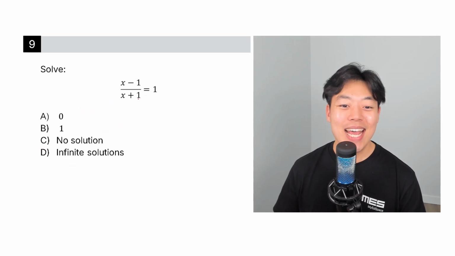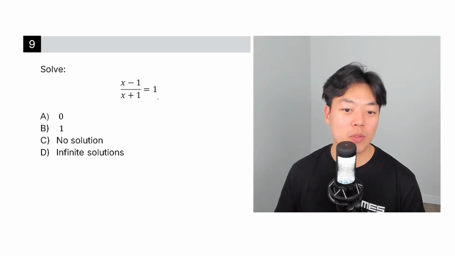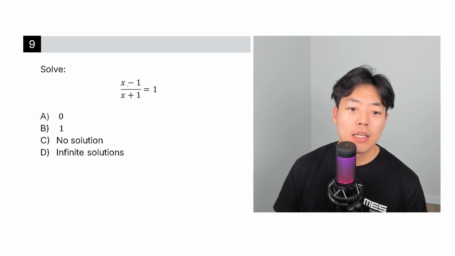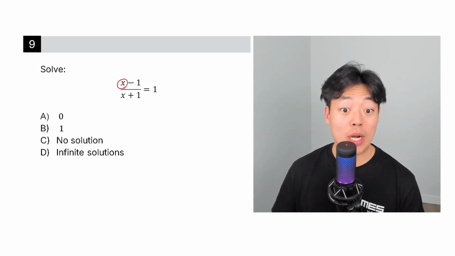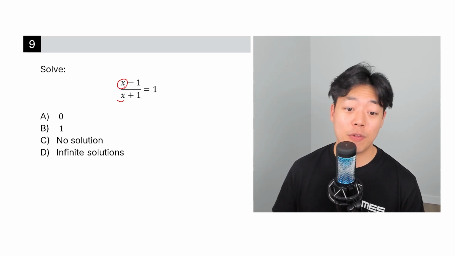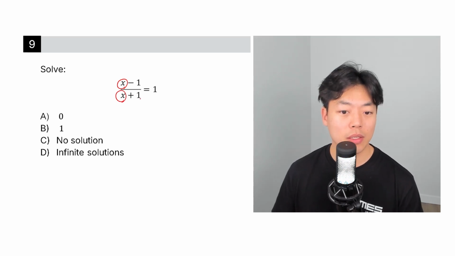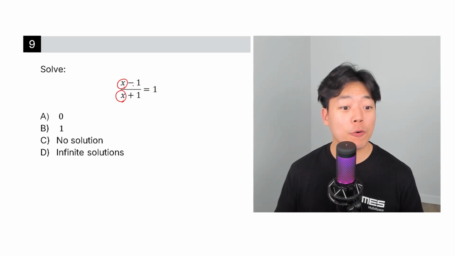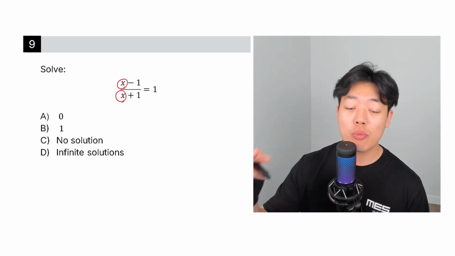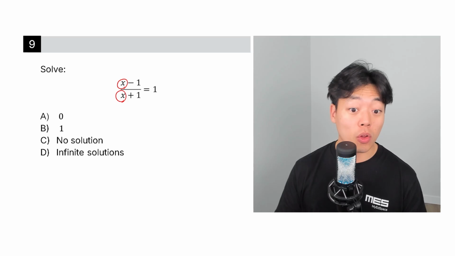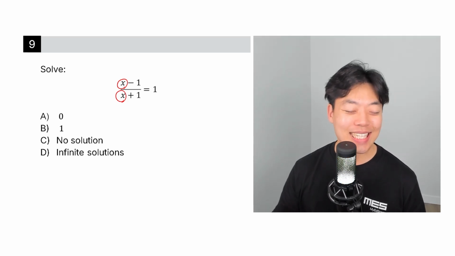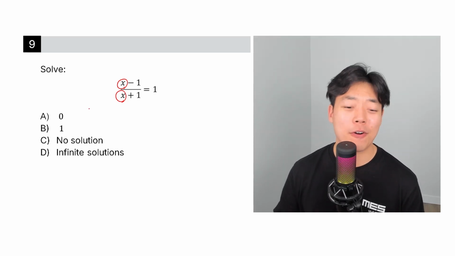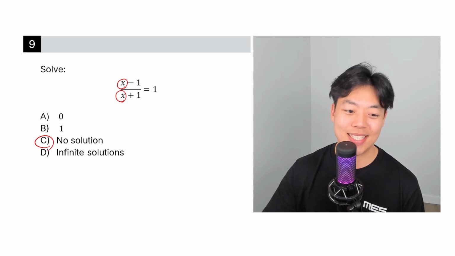Number 9. x minus 1 over x plus 1 is equal to 1. Now, let's think about this for a second. If you have a number and you subtract 1 from it, and if you have a number, you add 1 to it, will those two things ever be the same? Because in order for a fraction to equal 1, the numerator and denominator must be equal. But in this case, x minus 1 and x plus 1 will never be equal, so there is no solution.